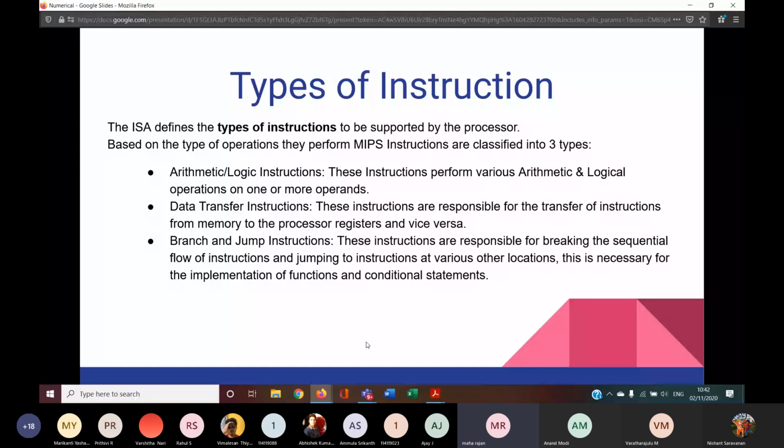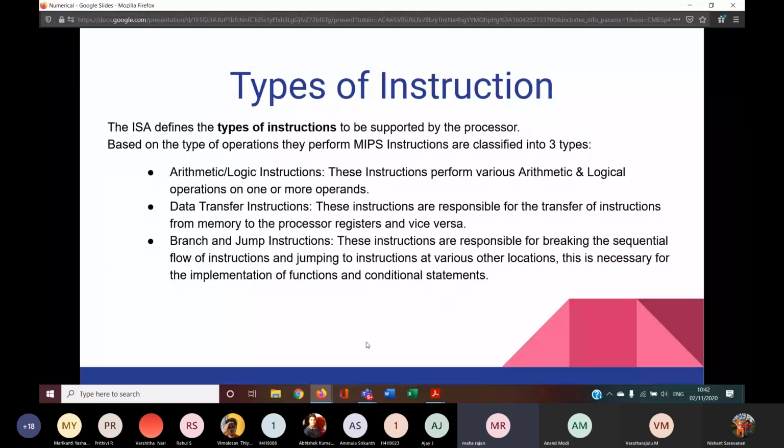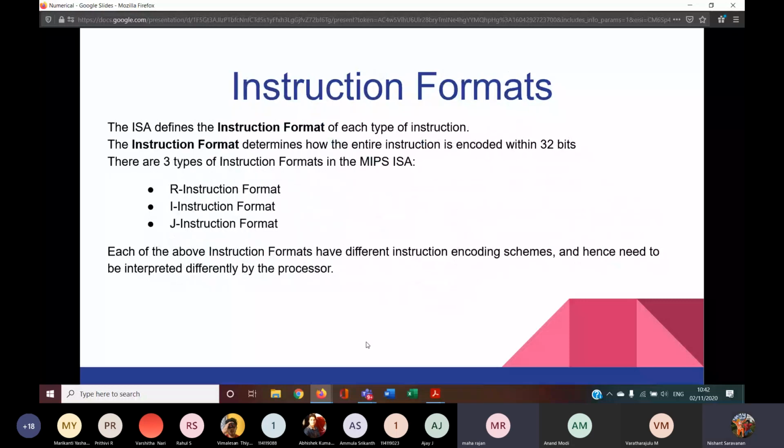Branch and jump instructions are responsible for breaking the sequential flow of instructions and jumping to instructions at various other locations. This is necessary for the implementation of function and conditional statements. One more thing is that the ISA defines the maximum length of each type of instruction. If you take MIPS as an example, it's a 32-bit ISA. Each instruction must be accommodated within the 32 bits.